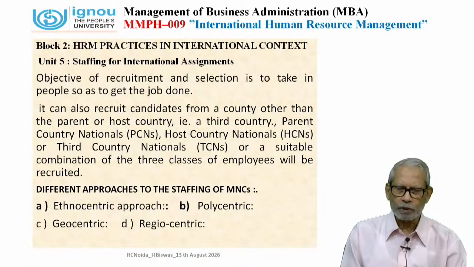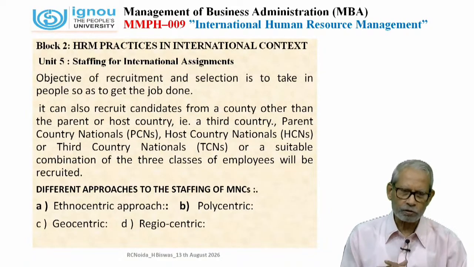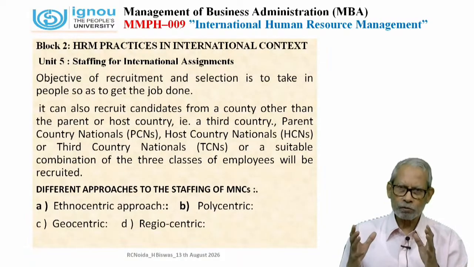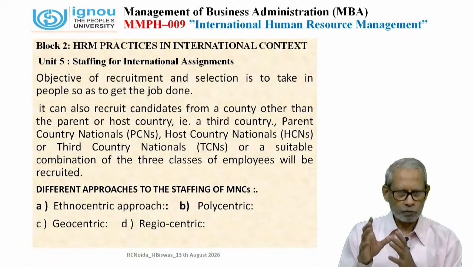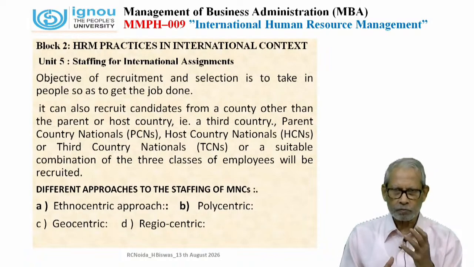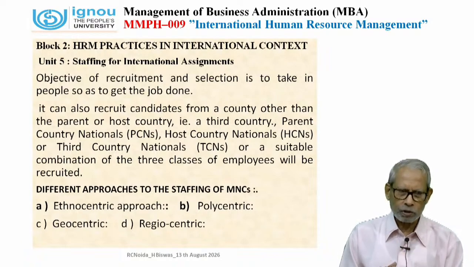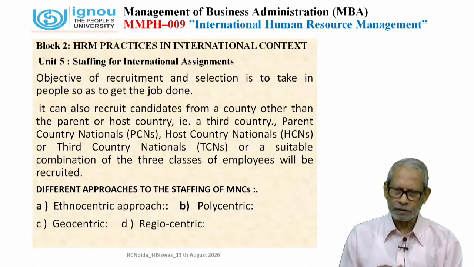Now, objectives of recruitment and selection. What should be the objectives of this? It can also recruit candidates from a country other than the parent and the host country, that is, from the third country: parent country nationals PCNs, host country nationals HCNs, and third country nationals TCNs, or a suitable combination of the three classes of employees. So, you can recruit as a mix, from the home country, from the third country, and from the host country, or a combination of all three.